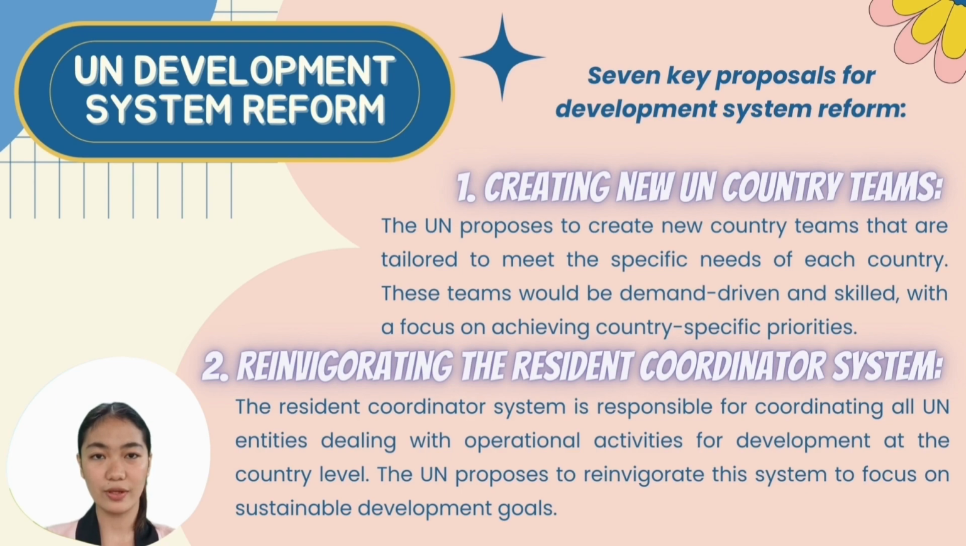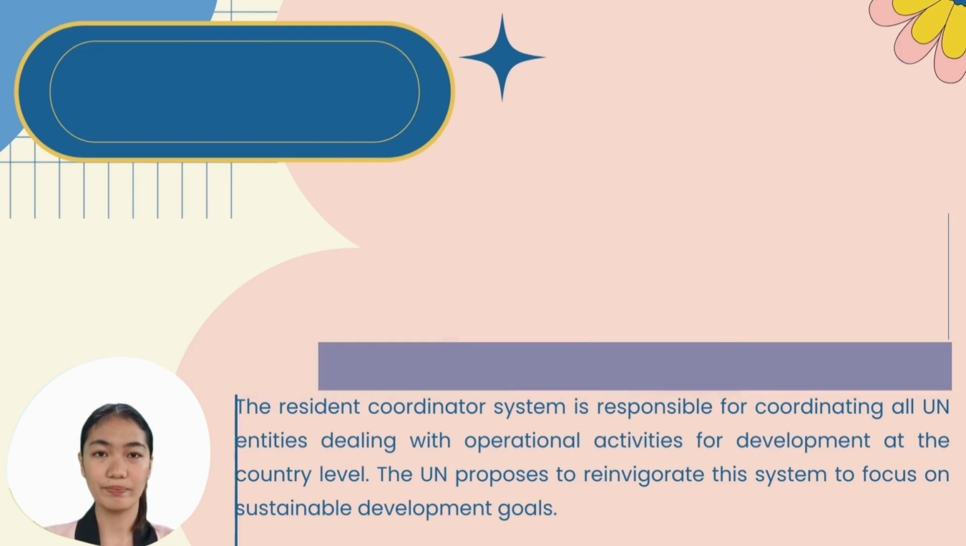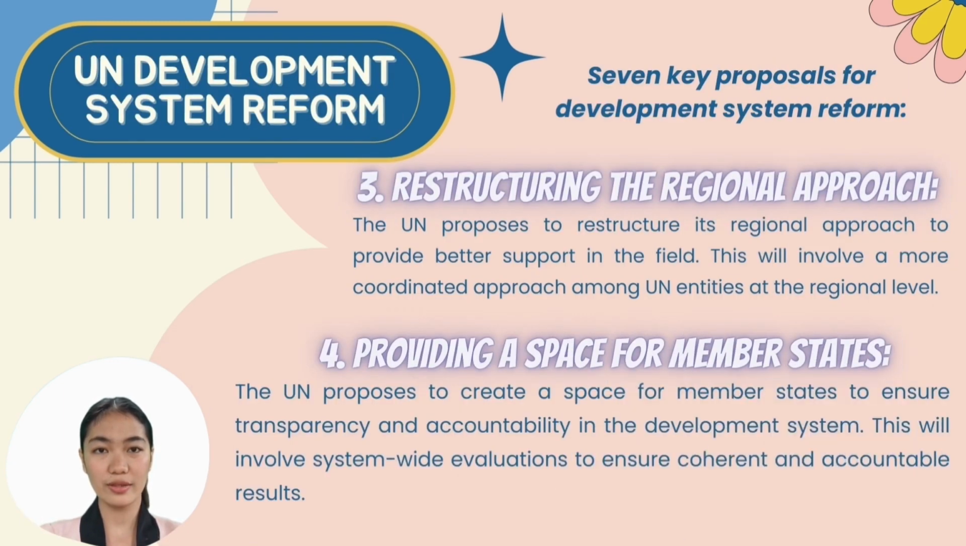Second is reinvigorating the resident coordinator system. The resident coordinator system is responsible for coordinating all UN entities dealing with operational activities for development at the country level. The UN proposes to reinvigorate this system to focus on sustainable development goals. Third, restructuring the regional approach. The UN proposes to restructure its regional approach to provide better support in the field. This will involve a more coordinated approach among UN entities at the regional level.